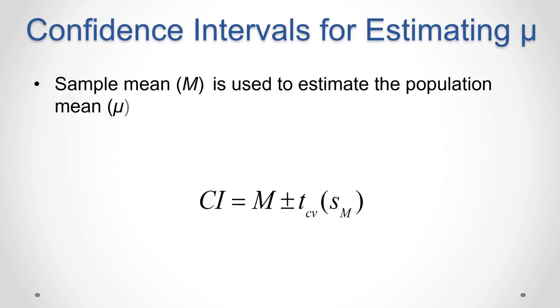The sample mean M is used to estimate the population mean mu. Confidence interval is equal to sample mean plus or minus the t-critical value times estimated standard error.